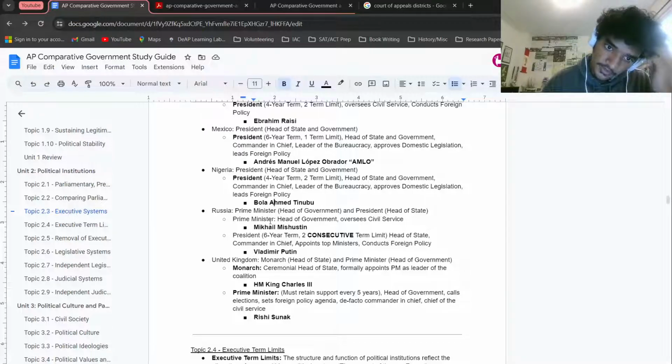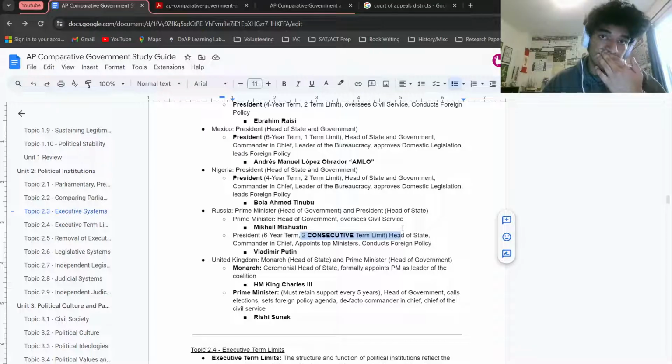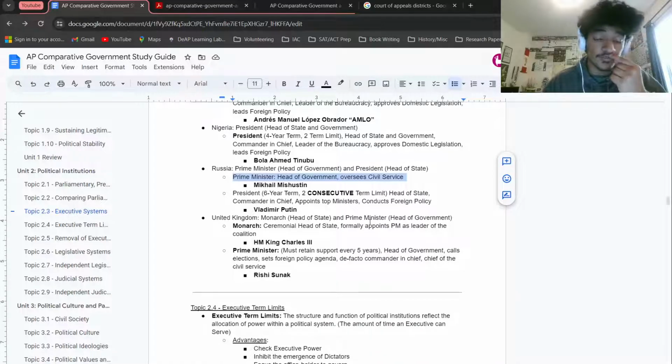And then you've got Russia. Prime Minister, head of government. President. He is the guy who basically does everything. And Putin recently changed this to 2 consecutive term limits. So what does that mean? It means that Putin can stay in office until 2036. That's a long time, right? It is a long time. So 6-year term limits. And as of now, the prime minister is powerless, but that may change after 2036. If Putin is still alive by then, he's probably not going to be alive by then.